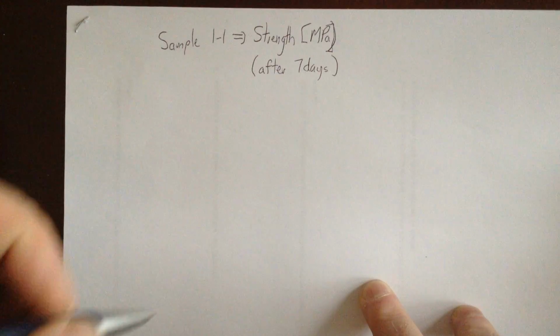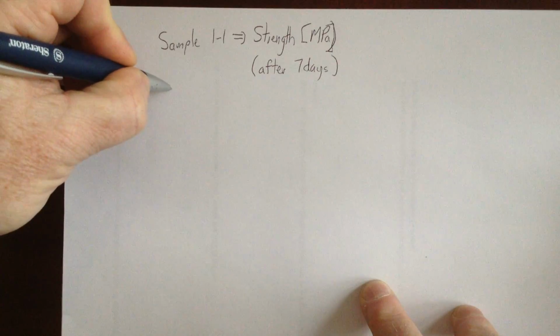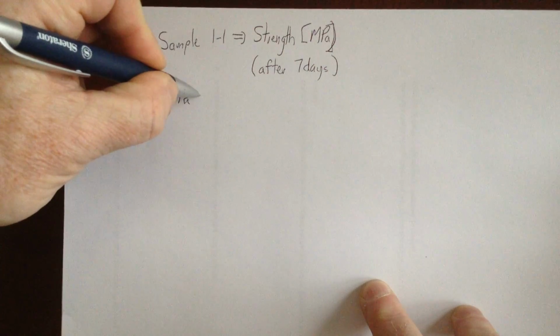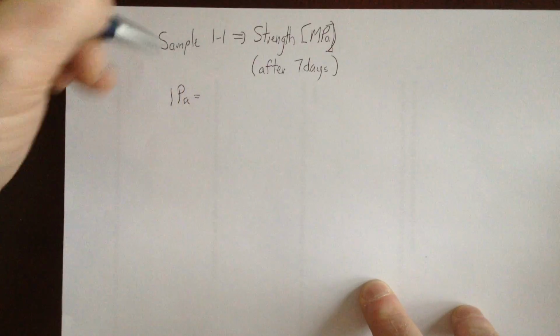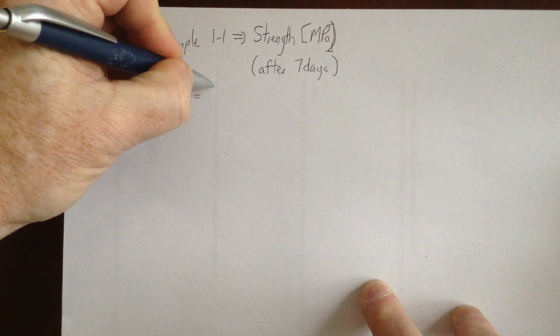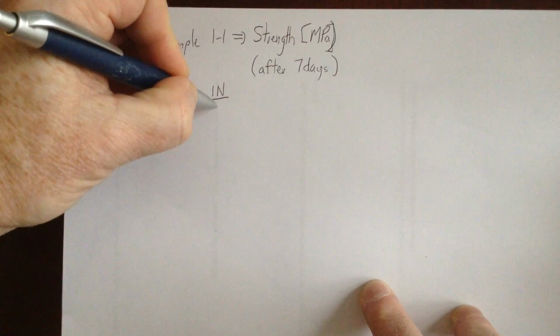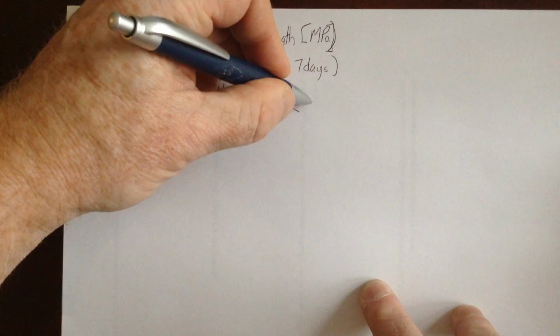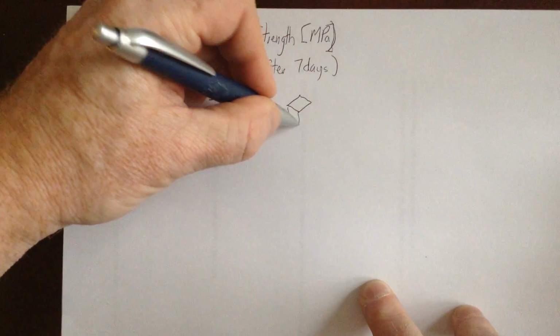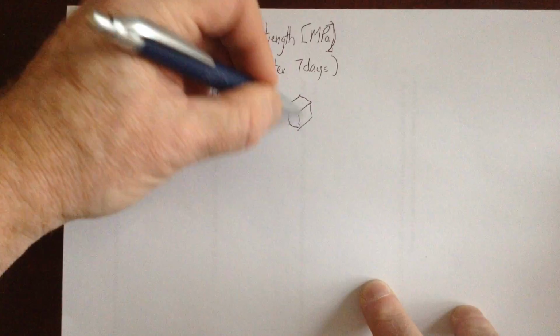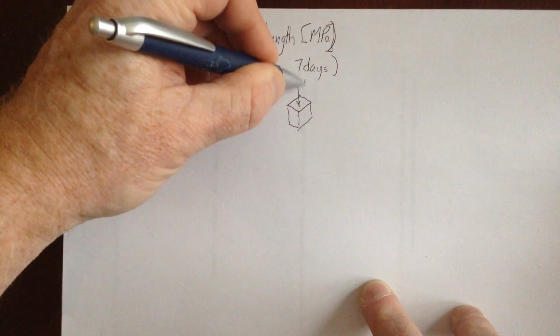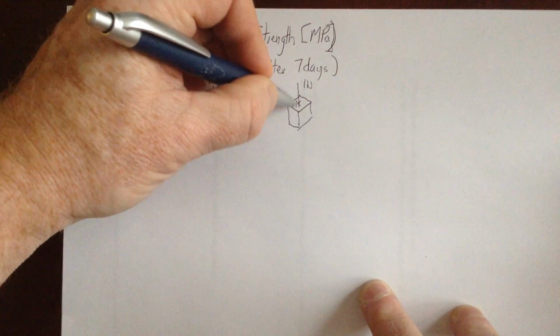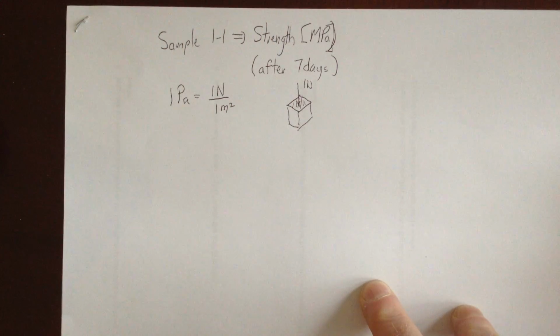And just some conceptual things. 1 Pascal is a unit of pressure, and it's the pressure that is created when a force of 1 Newton is projected on an area of 1 square meter. So if we drew a cube that was 1 meter by 1 meter by 1 meter, and we applied a 1 Newton force on top of it pushing down, and this was an area of 1 square meter, that would produce a pressure of 1 Pascal.